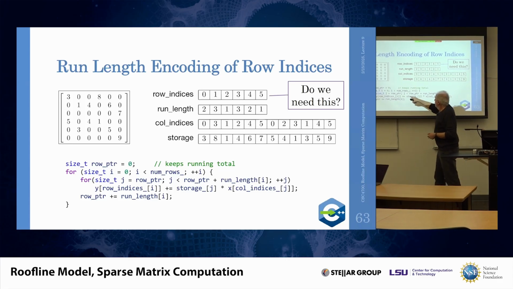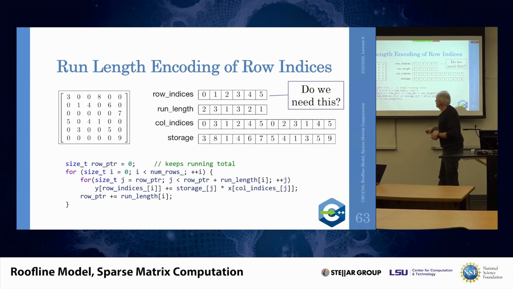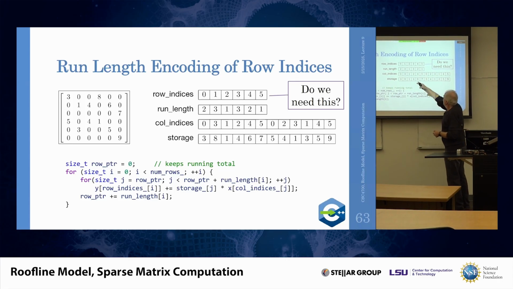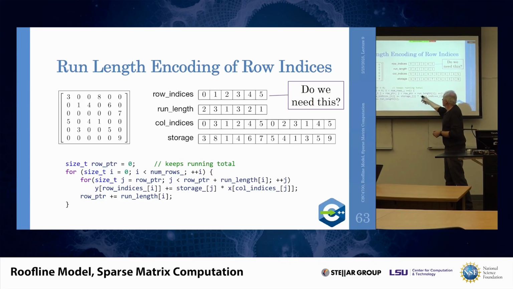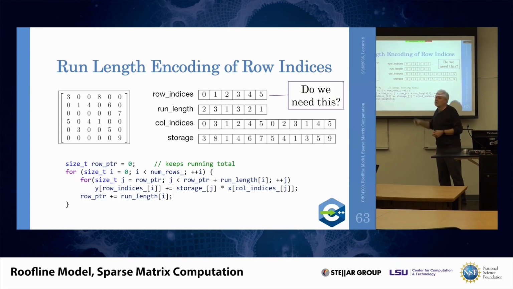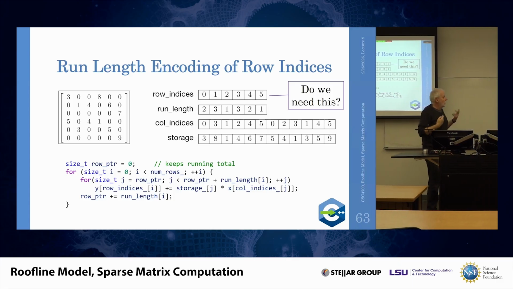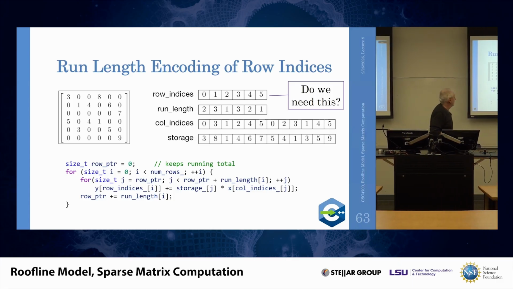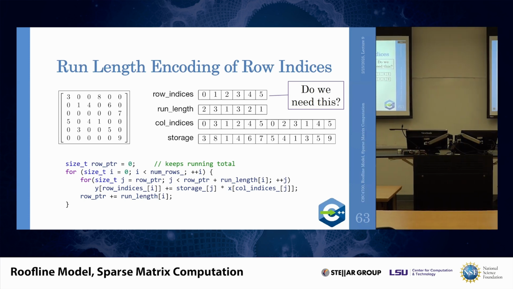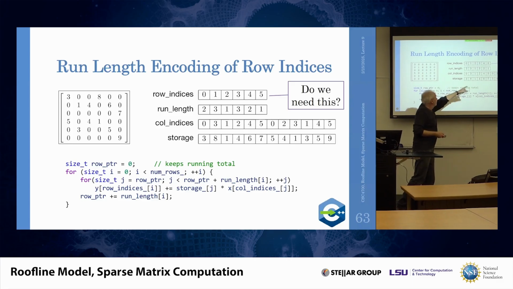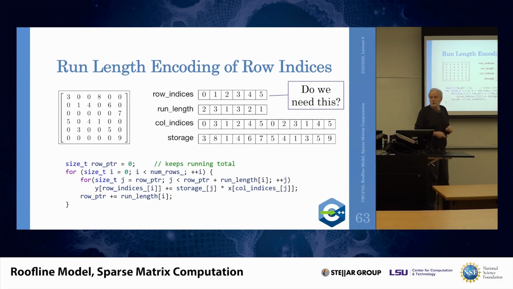Our loops now work through that compressed data structure by using the run length, which is stored in the second array. Otherwise, the code is absolutely the same as before. So there's no change. The only difference is that now I have to keep track of where my row starts, because all I have is a run length for each of the rows.